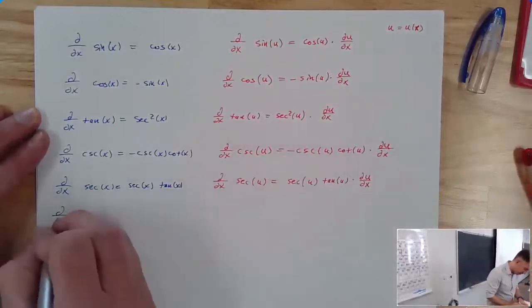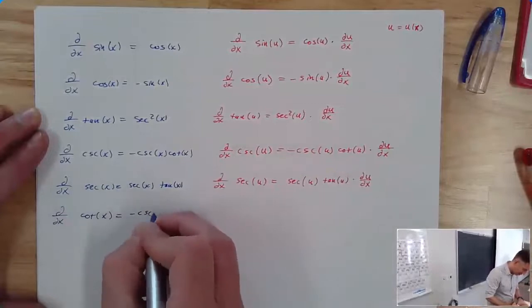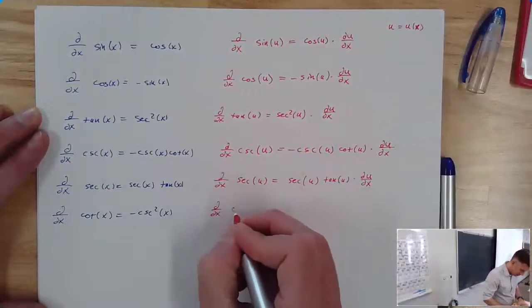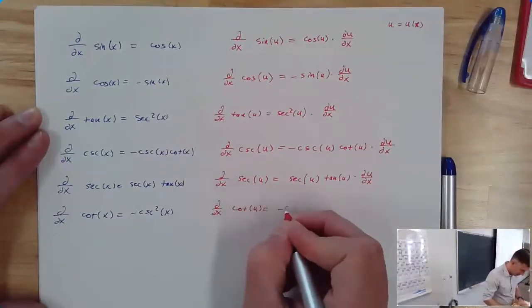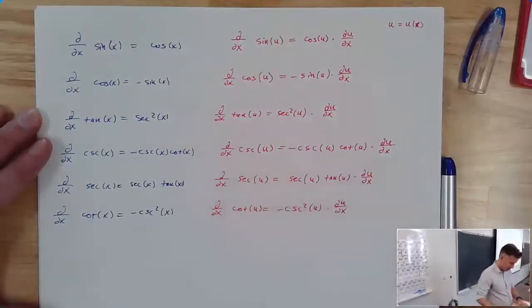Last trig one, the derivative of cotangent of x is negative cosecant squared of x. The derivative of cotangent of u is negative cosecant squared of u times the derivative of u. Okay, what else have we got?